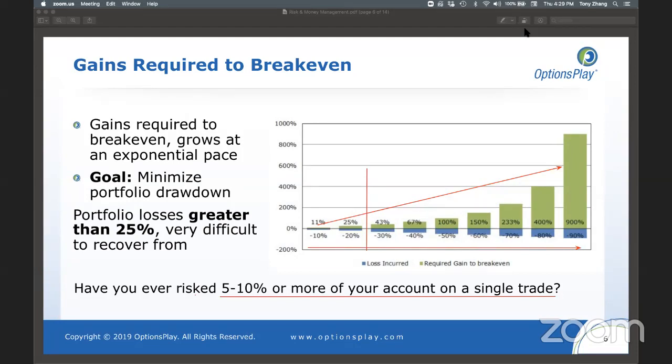Because what I'm going to show you in the next few slides is that if you risk more than 5% of your account per trade, you will find yourself exceeding this 25% barrier fairly often in your trading career, meaning you might probably exceed that 1 or 2 times a year. And like I said, when you do lose more than 25% of your account, it becomes very, very difficult to come back from.